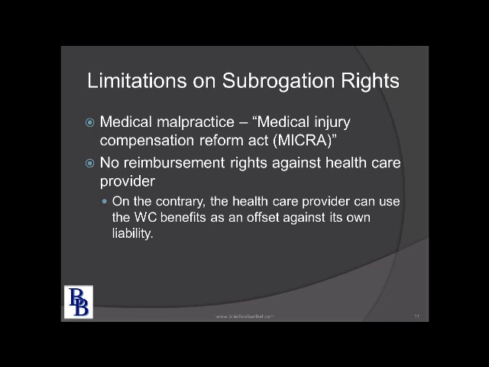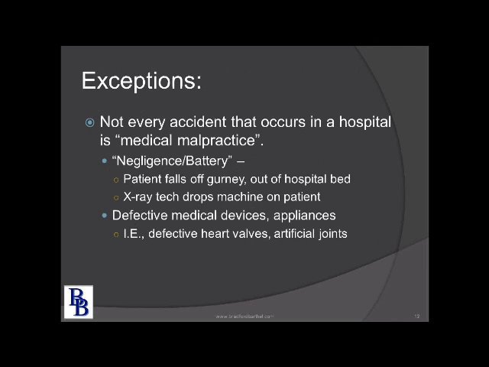If the applicant falls out of bed, in one of my cases, the x-ray technician dropped an x-ray machine on him. Those things are in hospitals, but they're not technically medical malpractice. Another example are situations where the injury, though it happens in a hospital, is due to a defective product. Some years ago, there was an enormous set of litigation over defective heart valves. There's also litigation over defective hip joints, knee joints. Those litigations, even though they involve medical practitioners, still have subrogation potential because you're not suing the doctor, you're suing the provider of the medical equipment.